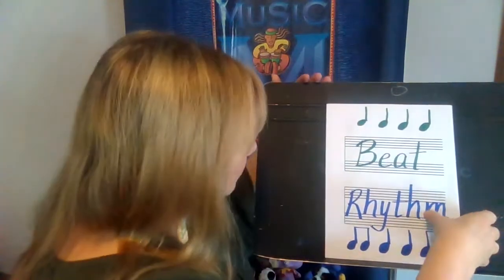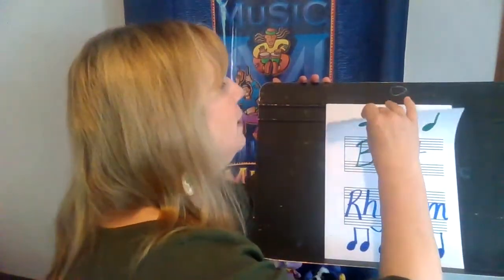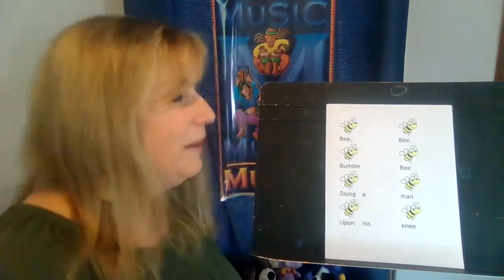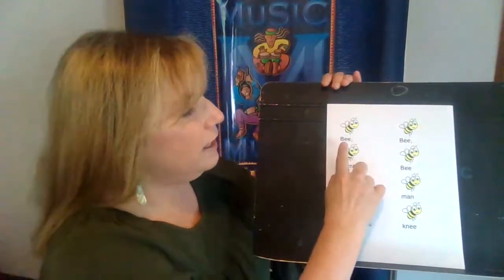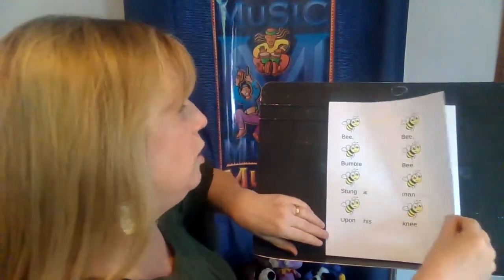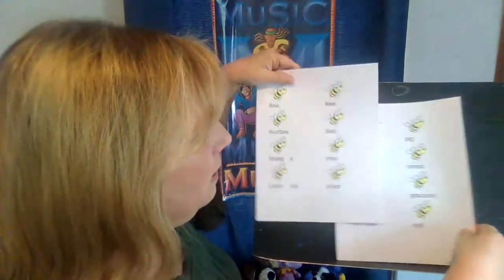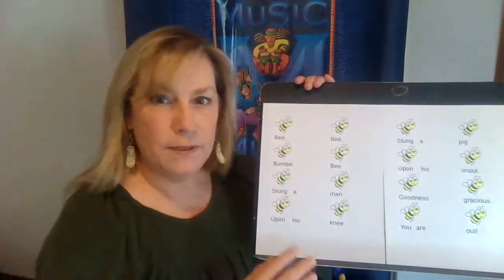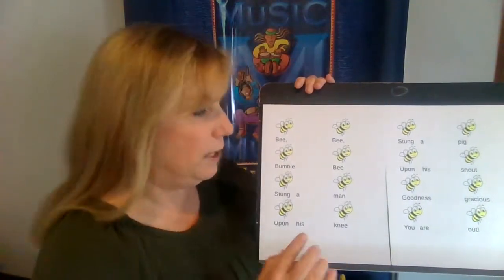All right? So the beat stays steady, the rhythm matches the words, and we're going to learn a new singing game, and we're going to discover the beat and the rhythm of that game. So let me show you. It's a silly song called Bee, Bee, Bumblebee. It's actually called a chant because we're not going to use our singing voices. We're going to use our talking voices. All right, so here are the words, and it goes like this. Oh, I have to show you. There are 2 pages, so let me put the 2 pages out. Okay, so this is our song, Bee, Bee, Bumblebee.